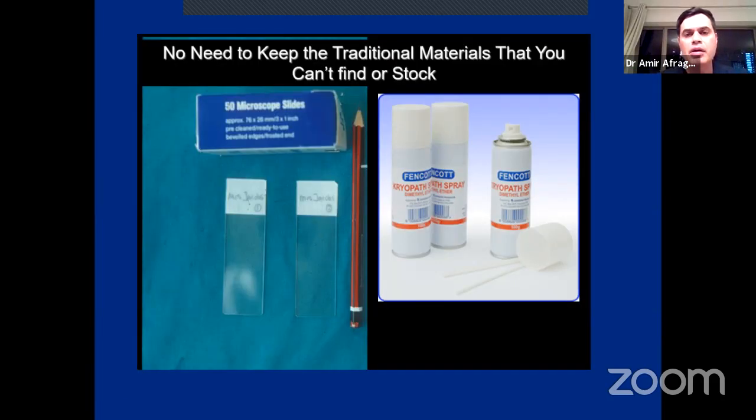Now that you have used the brush to brush the lesion and collect your cells, what we traditionally used to do is take out two slides and label them with the names of the patients, because you need to identify the patient when the slides get to the laboratory. So you also need a pencil to do that.